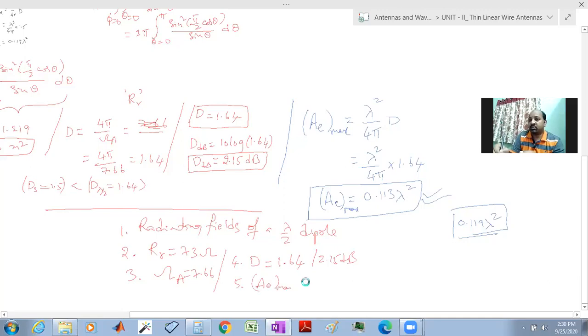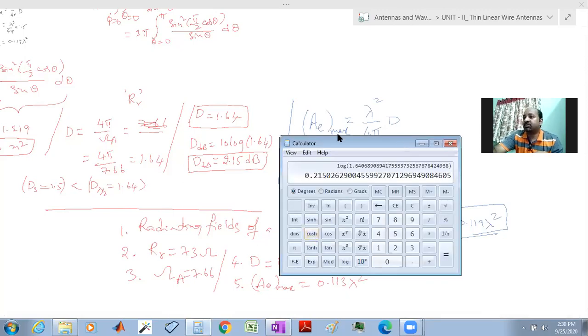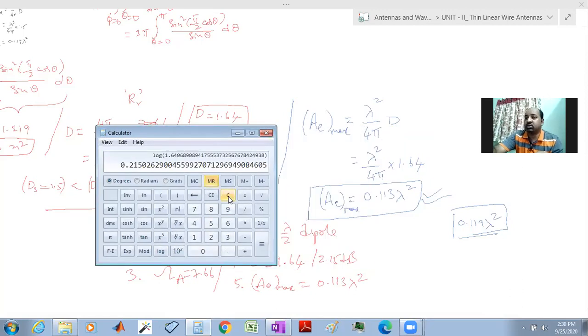And fifth, the effective aperture. Maximum effective aperture is equal to 0.113 lambda square. Just a minute, I will check whether the effective aperture is 0.113 or something else. I will cross check, because I have a doubt on it.